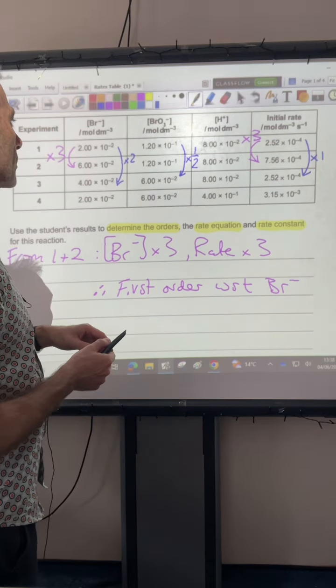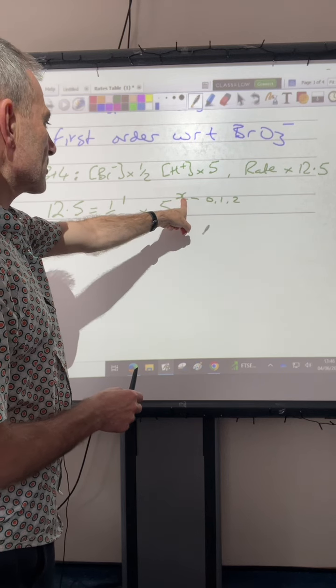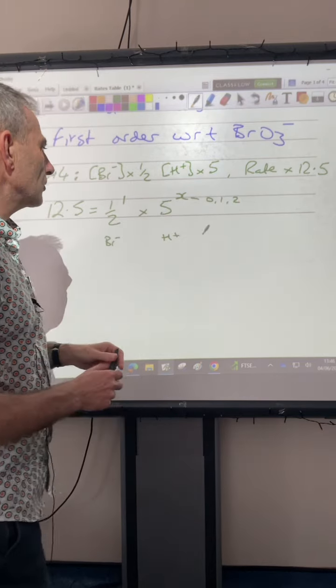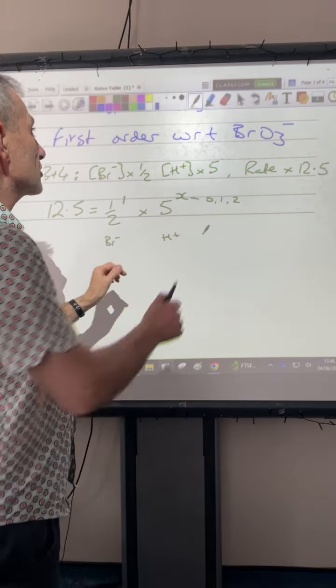So there's all that written up, but we'll just explain the order with respect to the H plus. So again, I'm just treating that as X. So the overall rate change is 12.5. We've halved the concentration of Br minus, but it's first order, and we've multiplied the concentration of H plus by 5, and this order here can only be 0, 1 or 2. So which power is going to work? And the answer is 2.